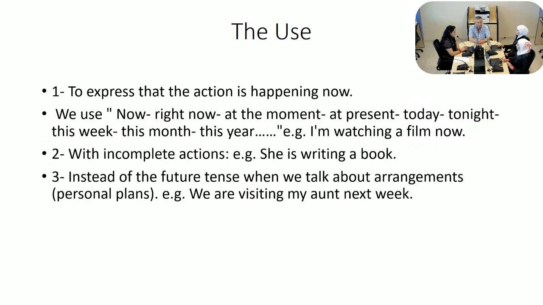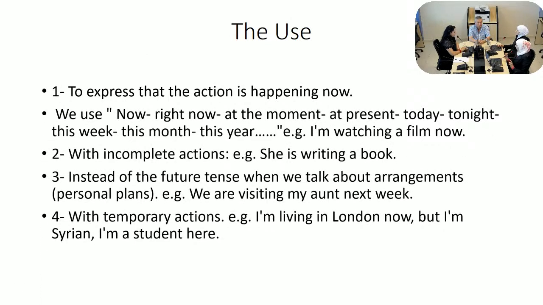The use of the present continuous. The first use is to express that the action is happening now, like what we are doing now. Now we are revising the ninth grade grammar. We use now, right now, at the moment, at present, today, tonight, this week, this month, this year, all these time references. For example, I am watching a film now.